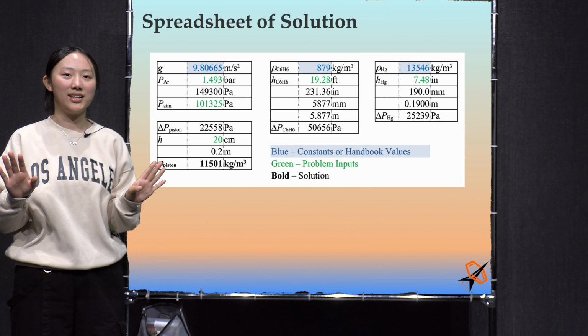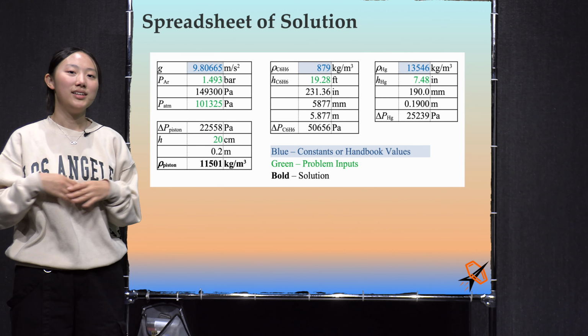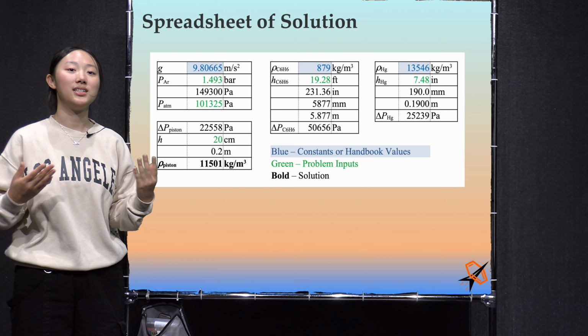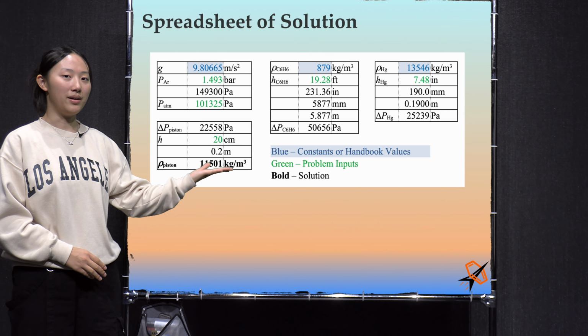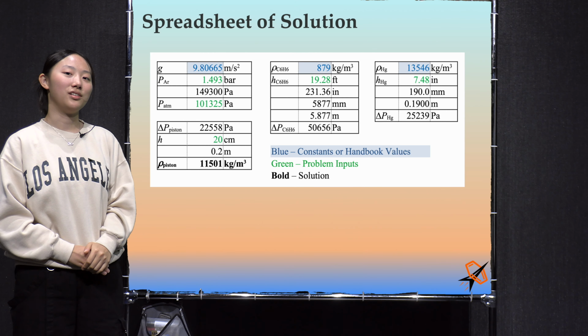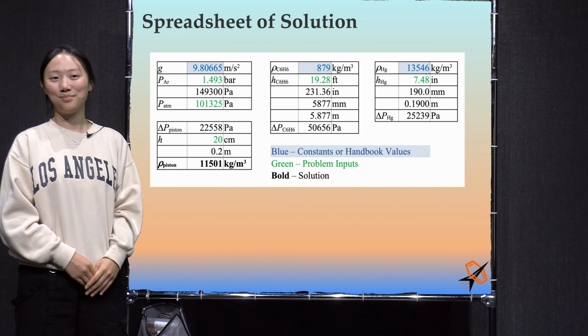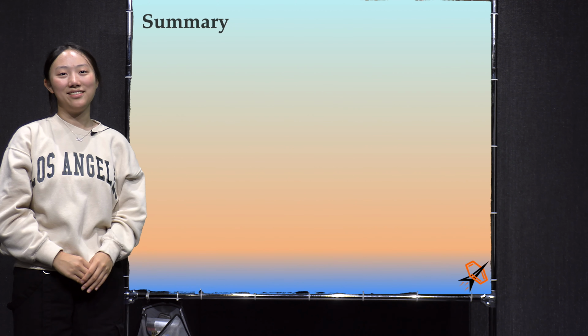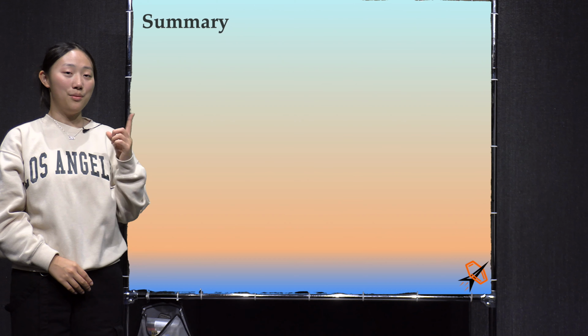There is no reason to carry that many significant figures, so 11,500 is quite sufficient. There is a copy of the spreadsheet on the website if you want to look at the actual formulas in the cells. The key takeaways from this video are: 1.